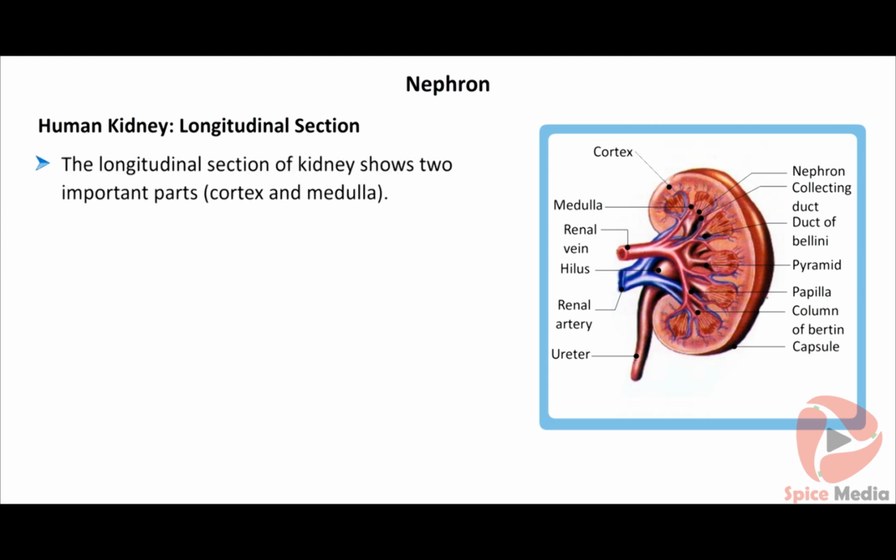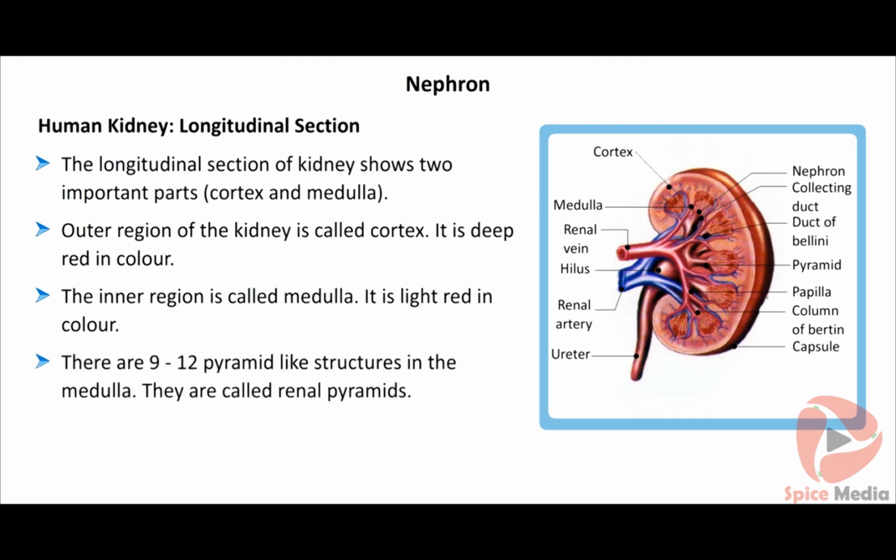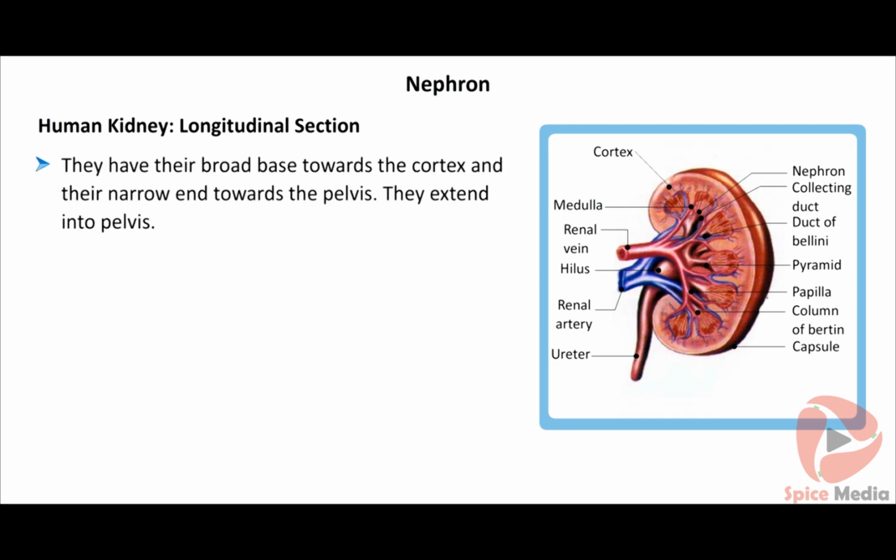The longitudinal section of the kidney shows 2 important parts. They are the cortex and the medulla. The outer region of the kidney is called the cortex. It is deep red in color. The inner region is called the medulla. It is light red in color. There are 9 to 12 pyramid-like structures in the medulla. They are called renal pyramids. They have their broad base towards the cortex and their narrow end towards the pelvis. They extend into the pelvis.